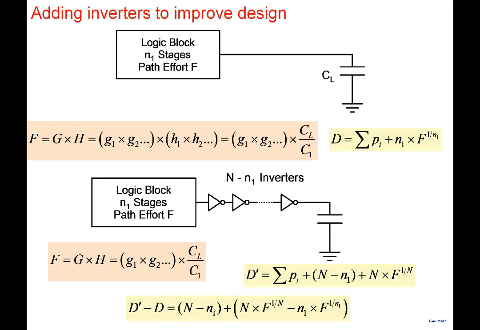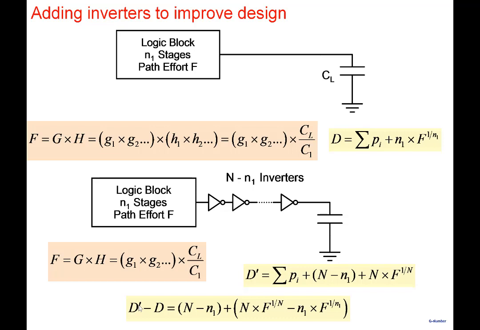I may be able to get D dash less than D. Why? Because yes, this term is increasing. This term is positive. But it may happen that this term, N into F to the power 1 by N, may be less than this. And why is it less than this? Because of this 1 by N. So even though N is larger than N1, because F is raised to the power 1 by N, there's a possibility that this term may be less than this particular one. And not only that, it's negative, and it overcomes this particular part also, and you end up getting D dash less than D.